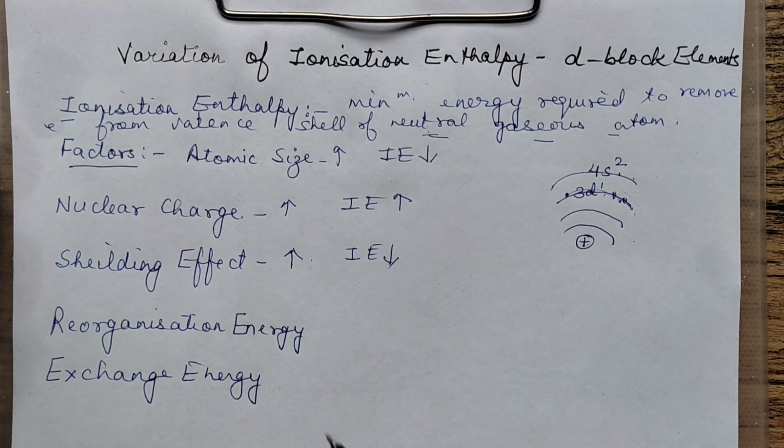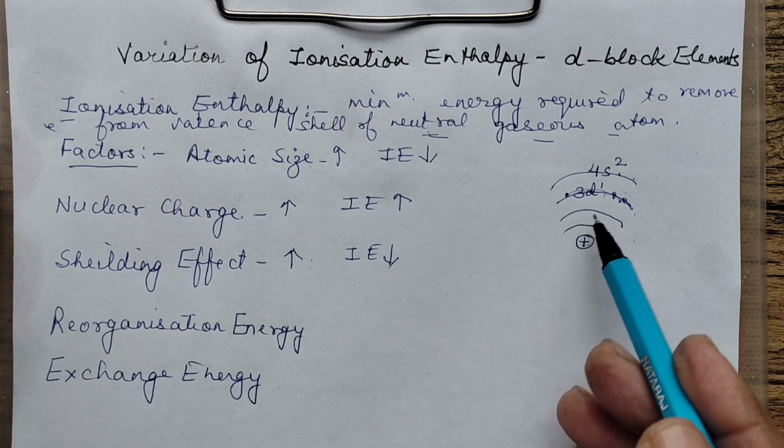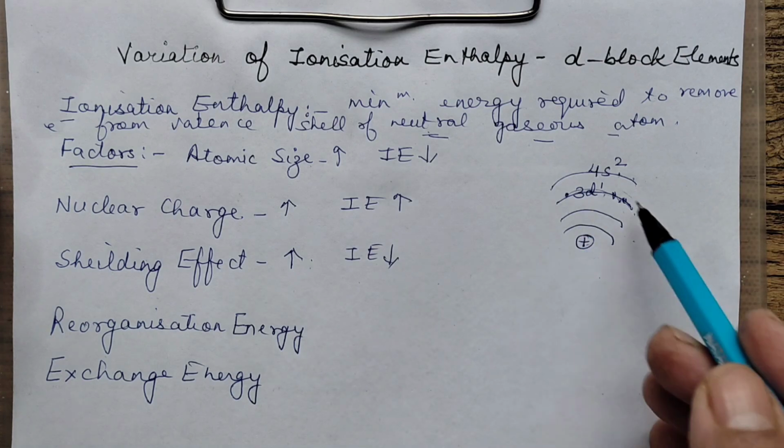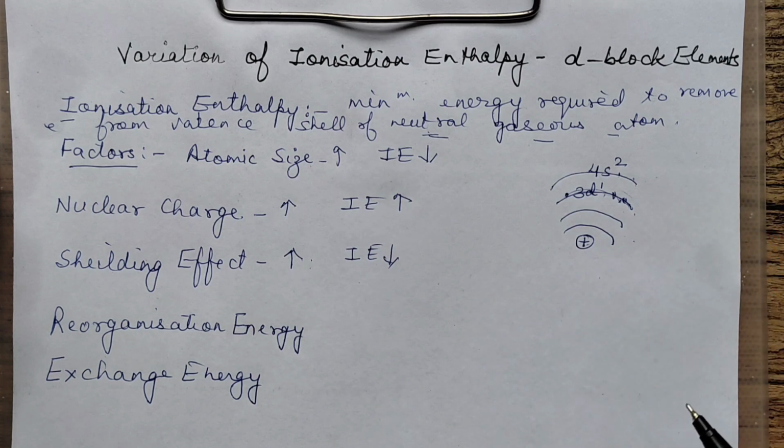More the shield means more the electrons coming in between the nucleus and the valence shell. So the hold of nucleus over the valence will decrease. So more the shielding effect, lesser is the ionization enthalpy. Something is coming in between the nucleus and the valence shell, so hold over the last electron will decrease.